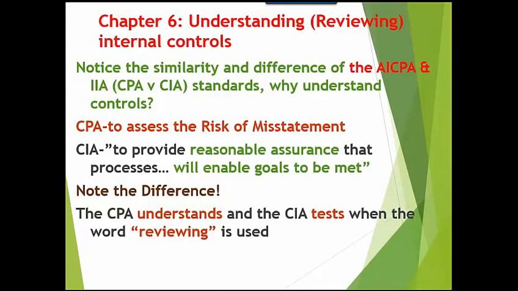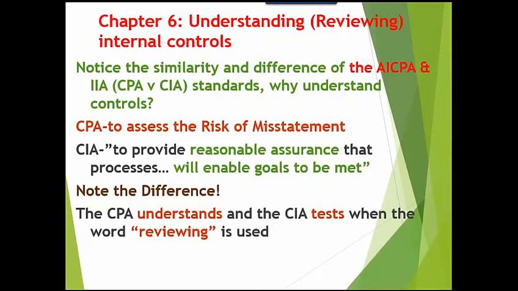Okay, the CPA, the external auditor, is assessing the risk of material misstatement. So the CPA is looking at the financial statements, and he or she is looking for, are there material misstatements in the financial statements? So they're looking at, is the reporting done correctly? The CIA is looking for process goals that are met. So as an example, the CPA is not really concerned with, are you doing a good job? They're only concerned with, do the financial statements fairly present the job that you're doing?